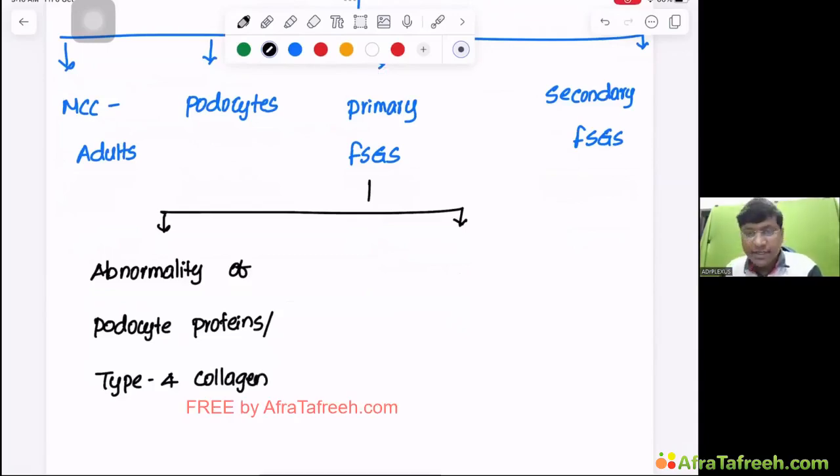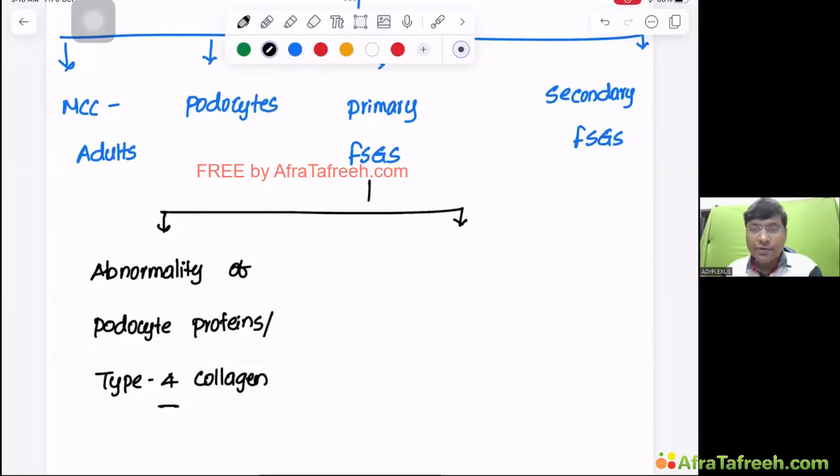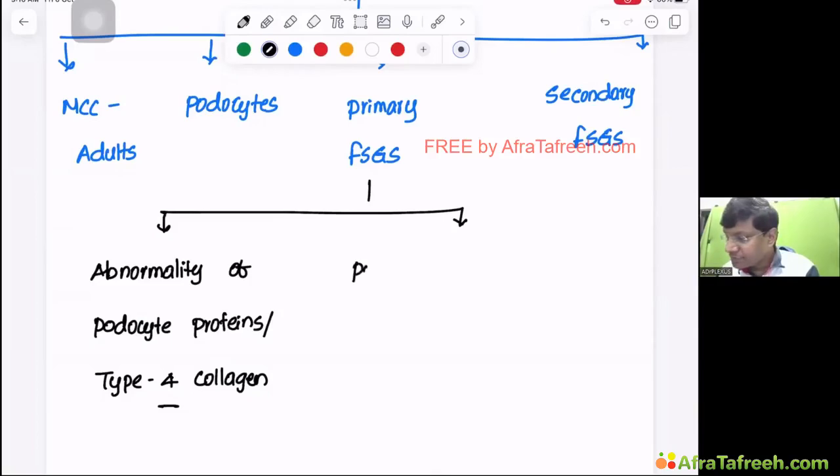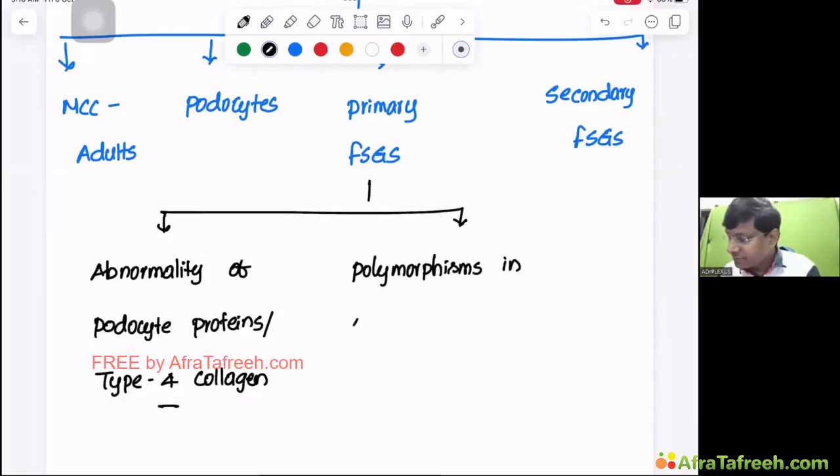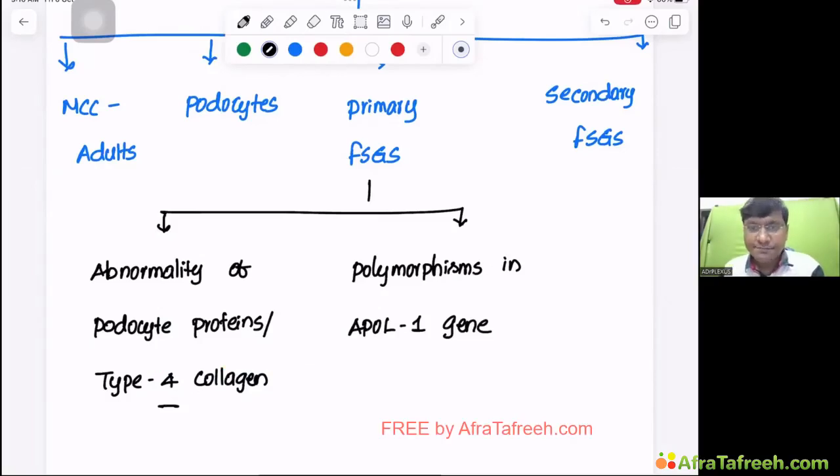Okay, so there will be abnormality of the several podocyte proteins, or the abnormality will be to the underlying type 4 collagen, right? That is one important etiopathogenesis for development of primary focal segmental glomerulosclerosis. And another form in the primary FSGS is polymorphisms in the APOL1 gene. These two contribute to your primary FSGS.